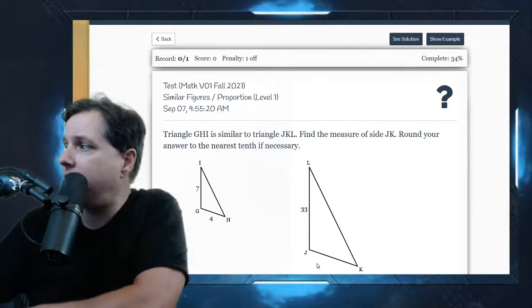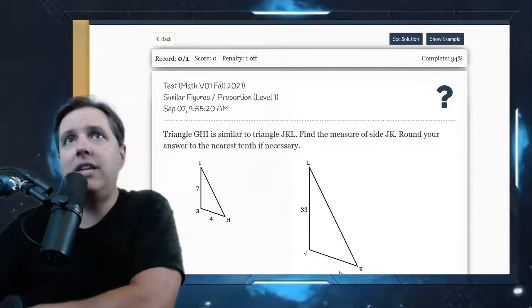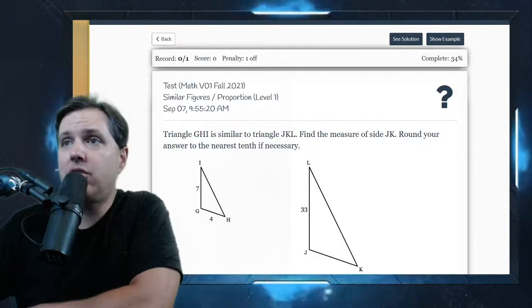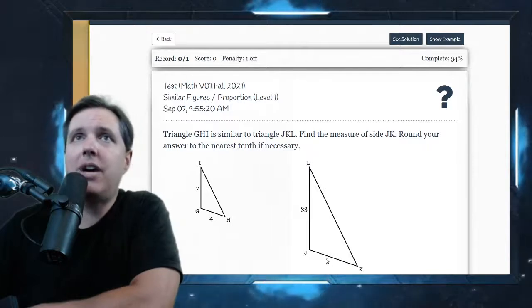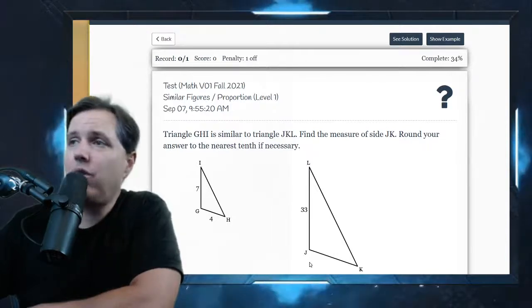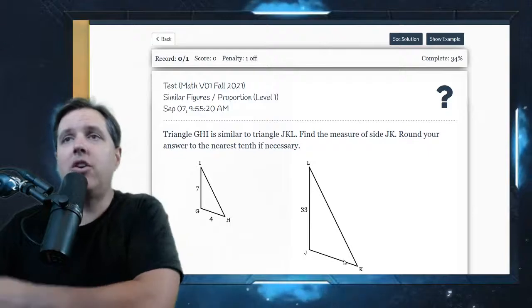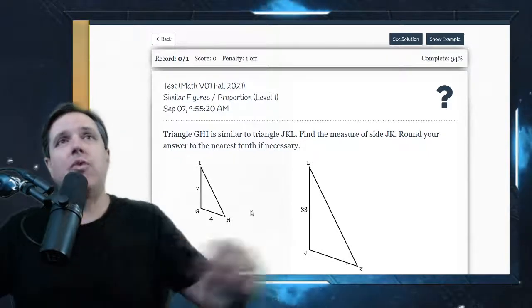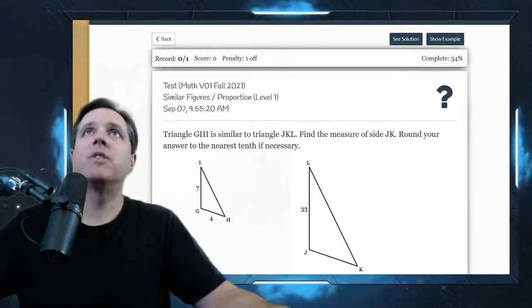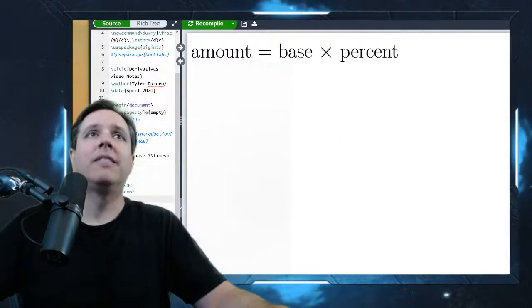But we don't have a number here. That's what we're trying to solve. So you just pick a variable, x or a or whatever you want to do. That becomes your variable right there. So we need to remember the ratio 7 to 33. So let's go back to our problem here.